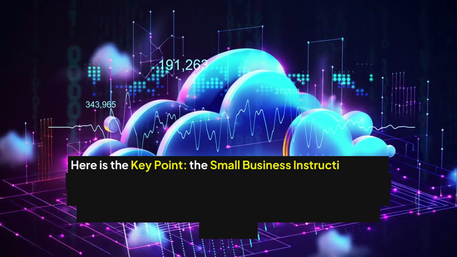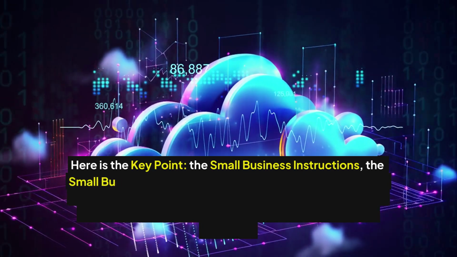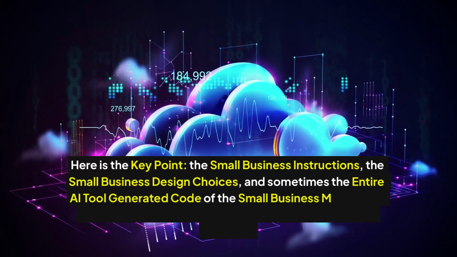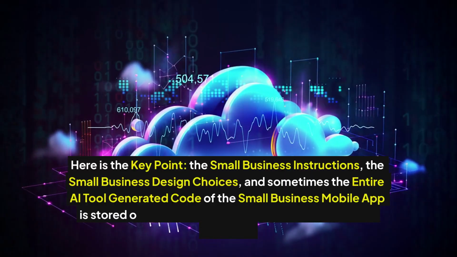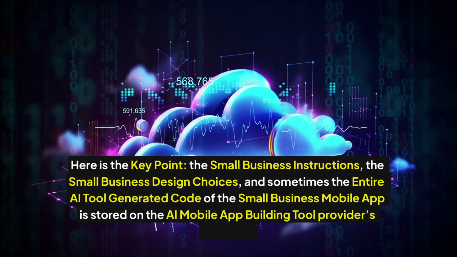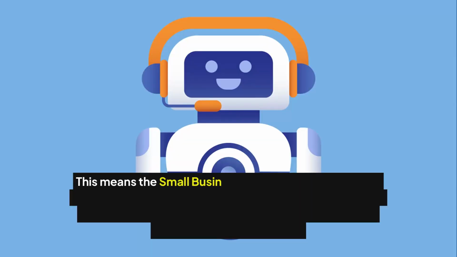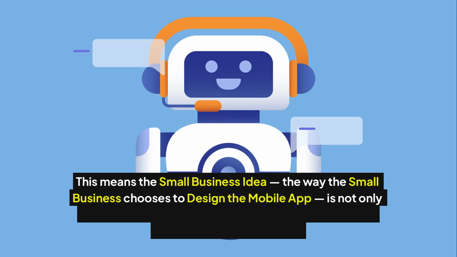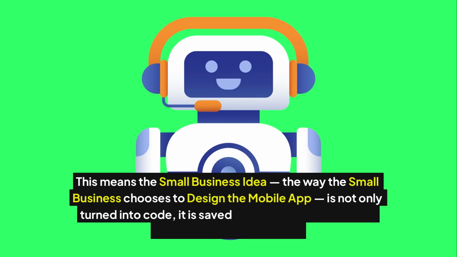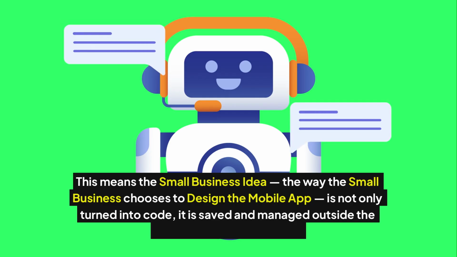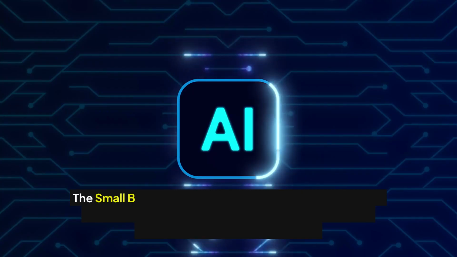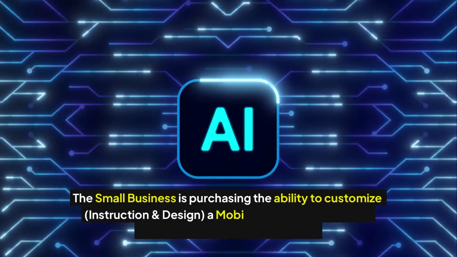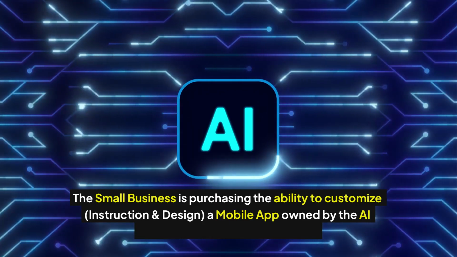Here is the key point: the small business instructions, the small business design choices, and sometimes the entire AI tool-generated code of the small business mobile app is stored on the AI mobile app building tool provider's servers. This means the small business idea, the way the small business chooses to design the mobile app, is not only turned into code, it is saved and managed outside the small business's control. The small business is purchasing the ability to customize, instruction and design a mobile app owned by the AI code-generating tool provider.